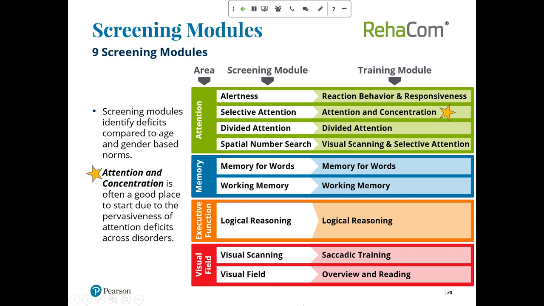Now, I spoke to an ophthalmologist recently about this, and he said the way I define saccadic eye movement training would be the ability to form a three-dimensional image by moving the eye or perhaps the head to be able to consolidate visual data. And you'll see that when you do the saccadic eye training on the RehaCom program, there are different components that are being identified.